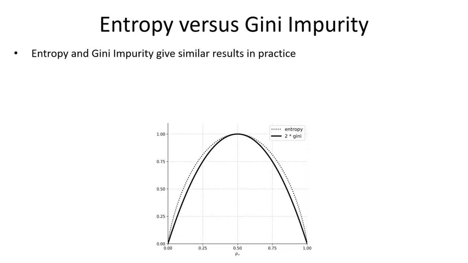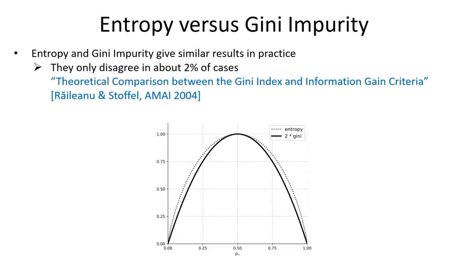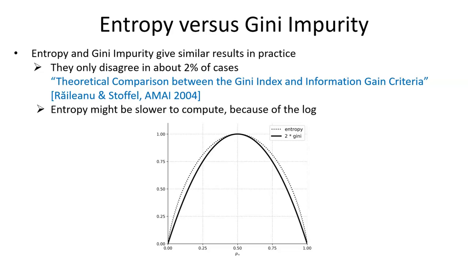So, entropy versus Gini index. Entropy and Gini impurity give similar results in practice, basically. Now a theoretical comparison between the Gini index and information gain criteria. Entropy must be slower to compute because of the log. As I told you, the log reduces things, and that's why entropy must be slower to compute.